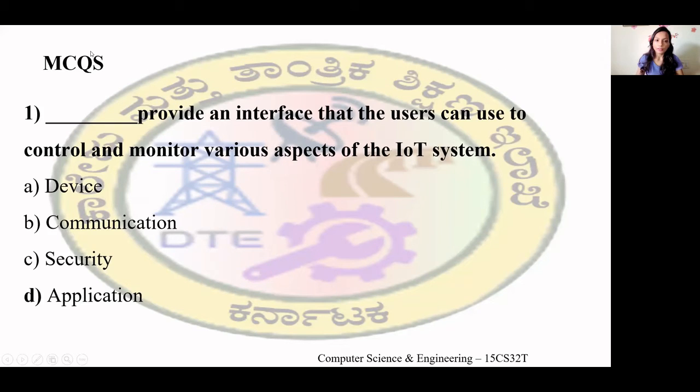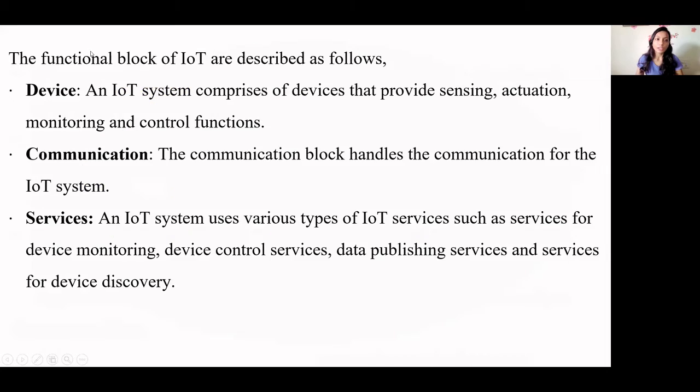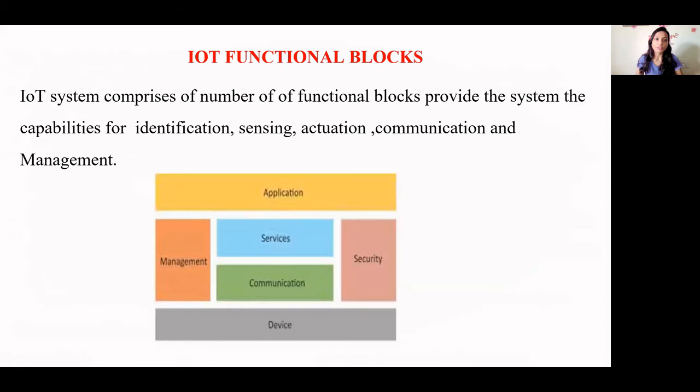Based on functionality, your IoT has been described in your logical design. You have something called the IoT functional blocks, and based on functionality they have divided it into 6 blocks. These are the blocks. Lowermost is device, top is application. Device is where you program, application is the user interface. Then, based on functionality, you have management, services, communication, and security.